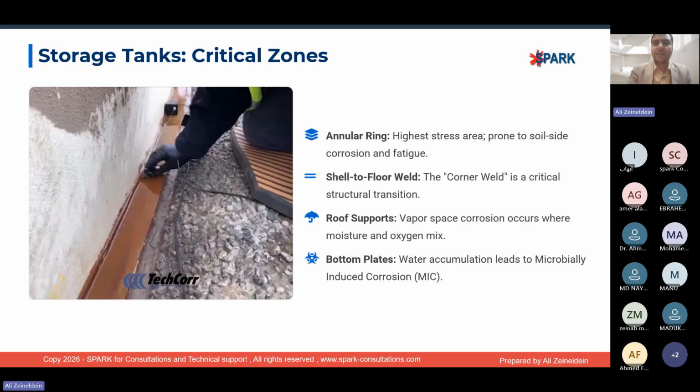For storage tanks, the most dangerous or critical area is the annular ring, also the shell-to-bottom weld, roof support, and bottom plate, where water accumulation leads to microbiologically induced corrosion. The annular ring has high stresses, especially in the critical zone. Critical zone means 3 inches radially.